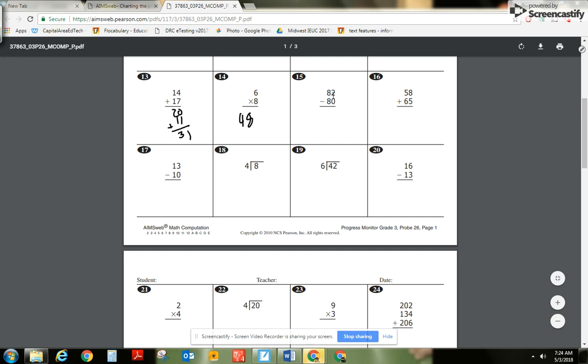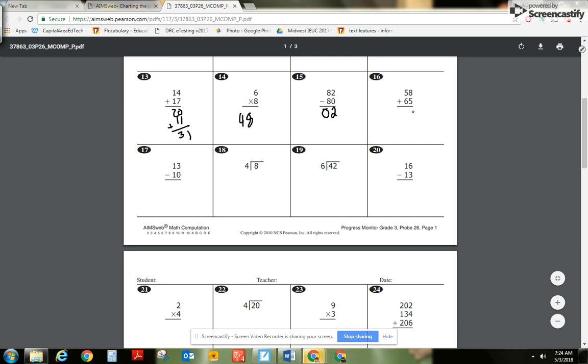Number 15, lots of kids struggle with this when they look here, and I'm not entirely sure why. Maybe they're just kind of rushing. But starting at the ones place, 2 take away 0 is 2. 8 take away 8 is nothing, so you can hold the 0, or you can just leave it blank.